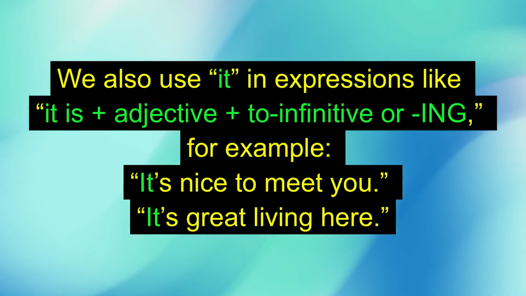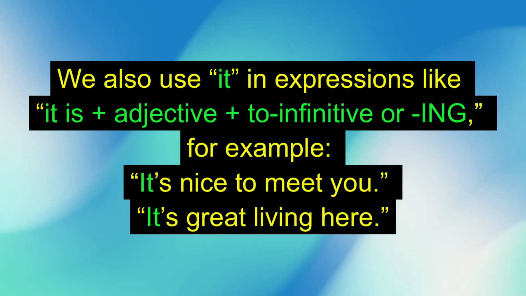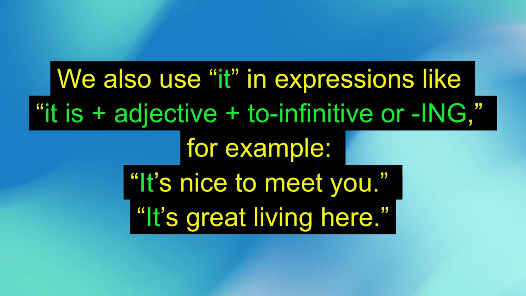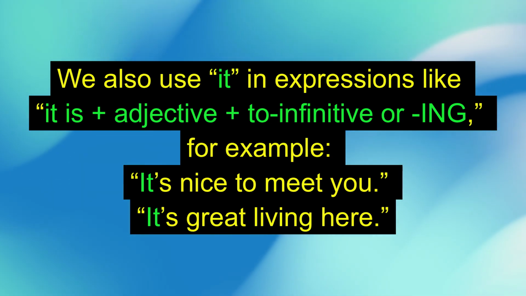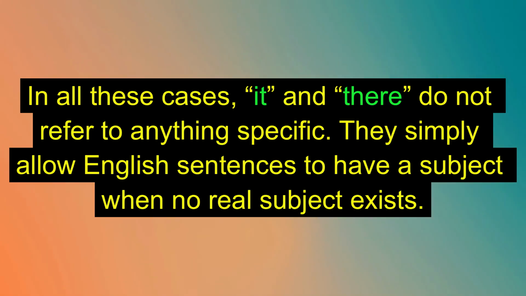We also use it in expressions like it is plus adjective plus to infinitive or ing. For example, it's nice to meet you. It's great living here. In all these cases, it and there do not refer to anything specific. They simply allow English sentences to have a subject when no real subject exists.